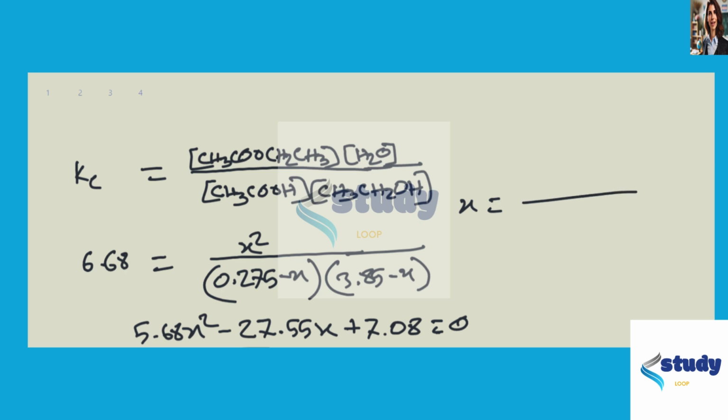This is a quadratic equation for x, and to solve for x we can use the formula, x equals minus b plus or minus root over b squared minus 4ac, over twice a, where a is this value, b is this one, and c is this one. If we solve this, we'll get two values for x. These are 4.56 and 0.272.